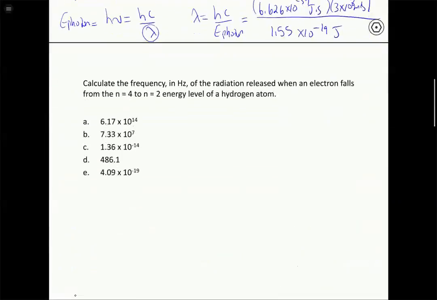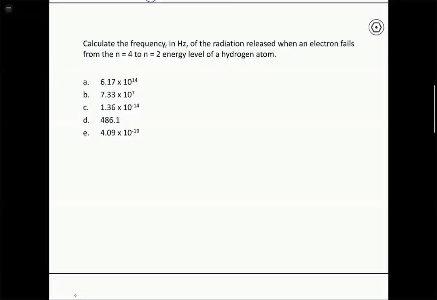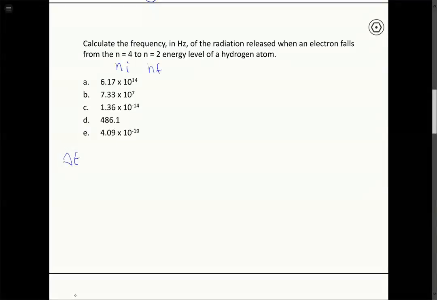And so this problem is very similar. What is the frequency of radiation when an electron falls from the n equals 4 to n equals 2 level of the hydrogen atom? Again here we're talking about two different values of n. This is our initial value, heading backwards, and this is our final value, nf. We're just going to use the Bohr equation to find the change in energy first.